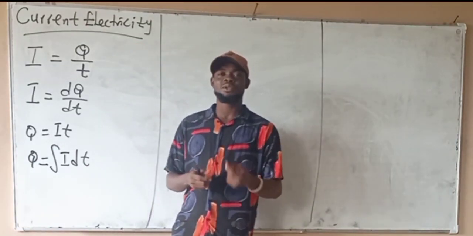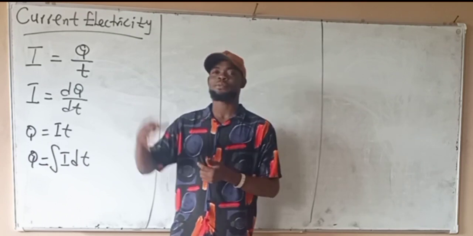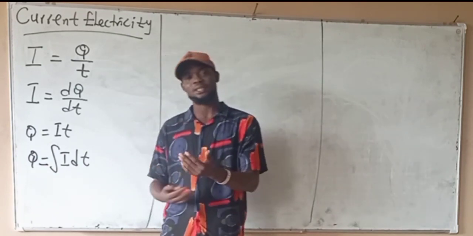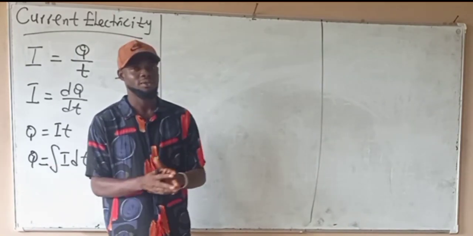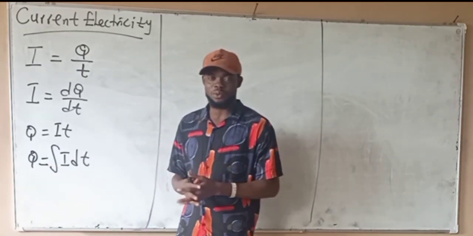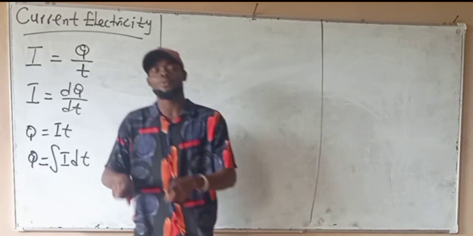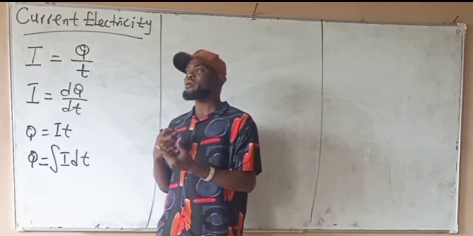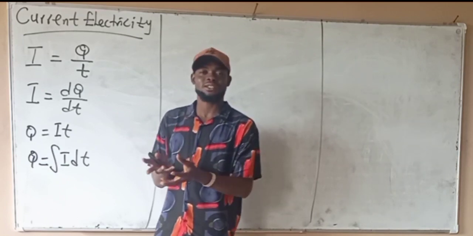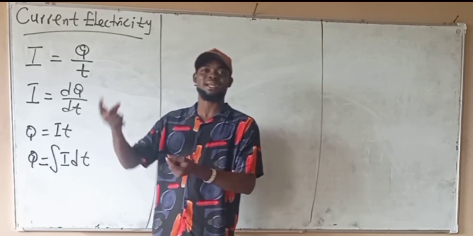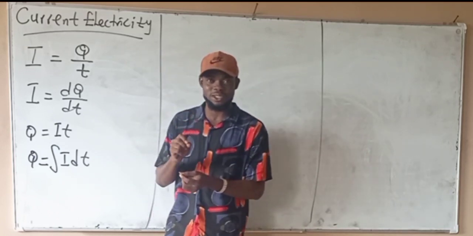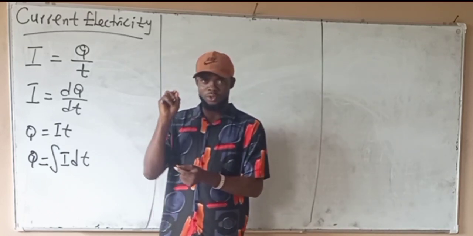So what is the meaning of current electricity? Now, current electricity is the rate at which charges flow. The rate at which charges what? Flow, or the ratio of charge to time. So when you divide the charge flowing in the conductor by the time in which that charge is flowing, we are going to have a quantity called current.